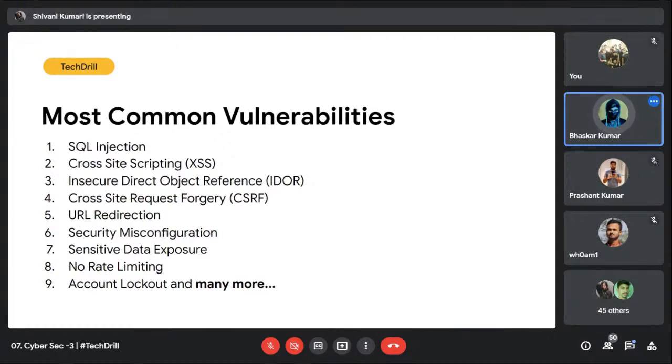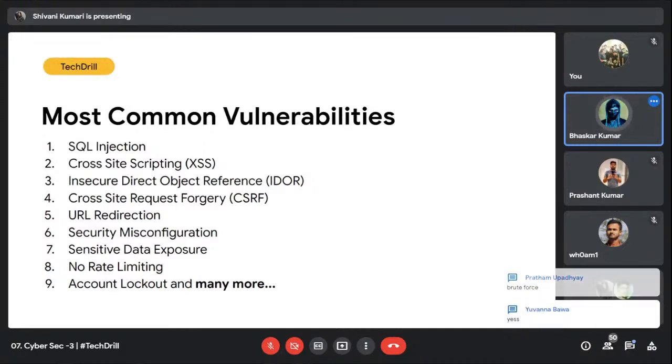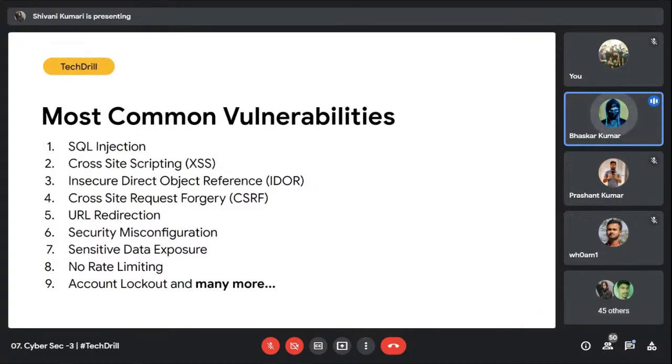So yeah, next is a very common vulnerability, I can say. We have no rate limiting, right? What is no rate limiting? So you might have heard this word, brute force attack, right? If I'm not wrong. What a brute force attack is, you keep on sending data, or you keep on testing a particular input field.